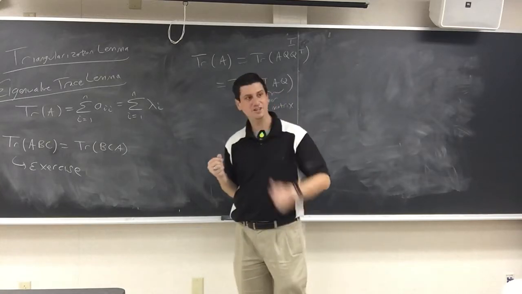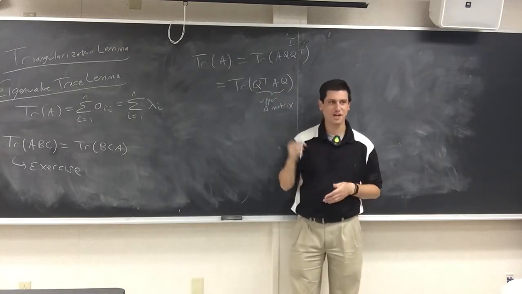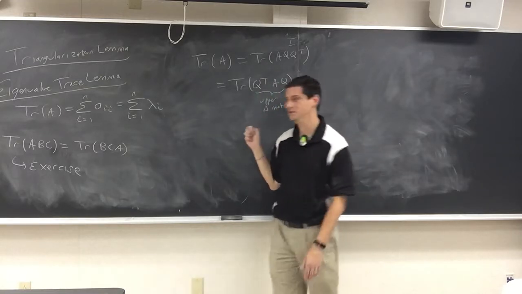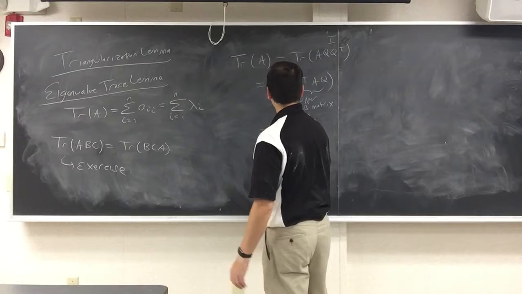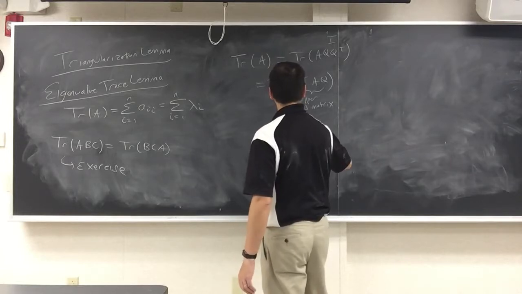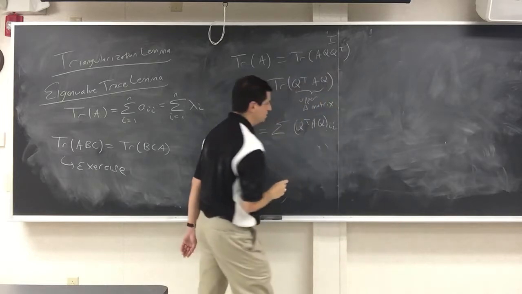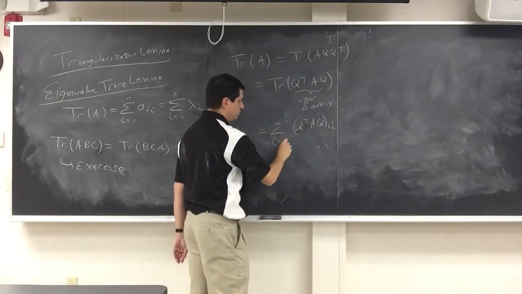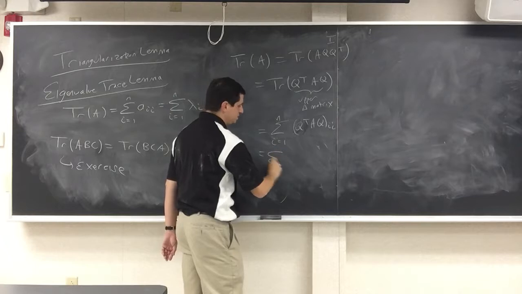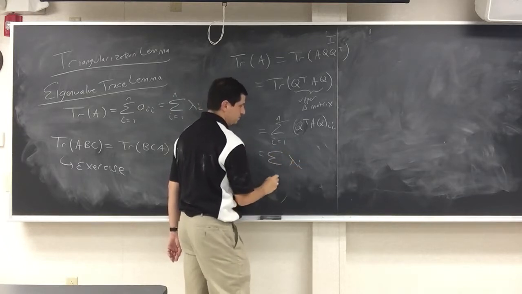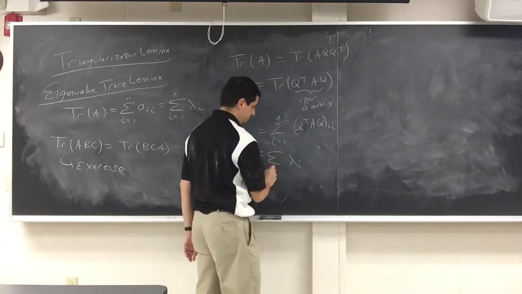So it's the sum of the diagonal entries. But what are the diagonal entries now for this? It's just the eigenvalues. This is going to just be the sum. I'll write it as, well, I'll do it this way, I guess: Q transpose A Q, i i. This means just the diagonal entries, i goes from 1 to n. And that's just going to be the sum of the eigenvalues of A.